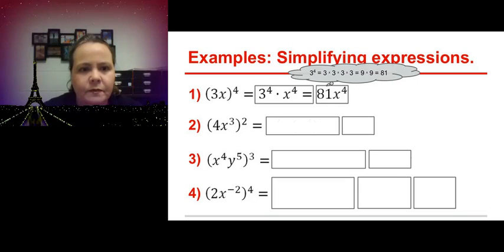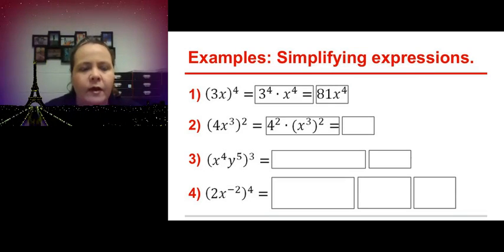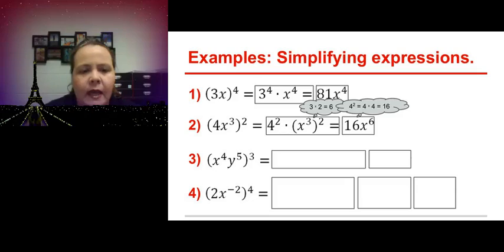But here we will begin to simplify that part out and only leave the exponents on the variables for the most part. Now we have 4x to the third, all to the second power, and we're going to distribute that second power. So we're going to have 4 to the second power and x to the third to the second power. Now 4 to the second power is 16, and for x to the third to the second power, we multiply those powers and get x to the sixth.